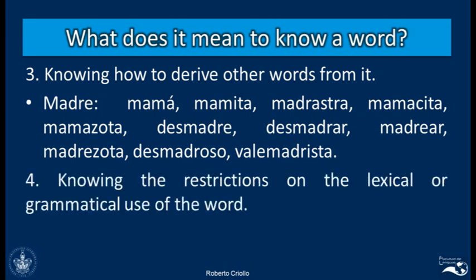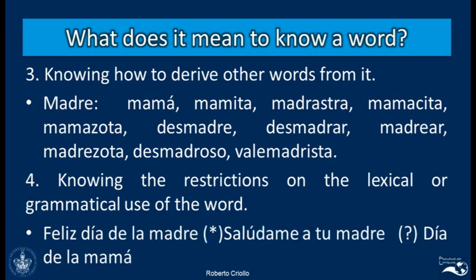The fourth point that we need to know about a word is the restrictions on the lexical or maybe grammatical use of the word. For example, we can say that Feliz Día de la Madre is a common collocation of the word, but we probably cannot use it when it says Salúdame a tu madre. In the same way, it would be very strange to say Día de la Mamá. So, sometimes we can use the words with certain combinations, and sometimes we cannot, because this brings some kind of oddness to our expressions.